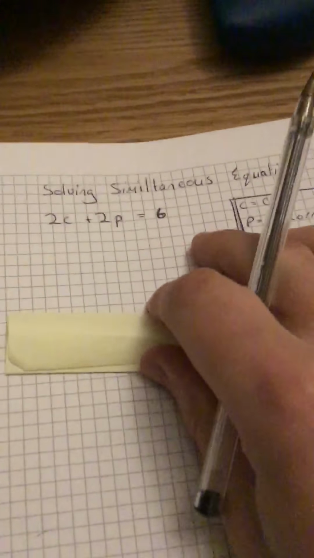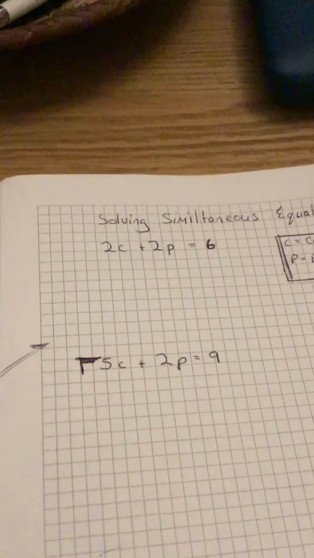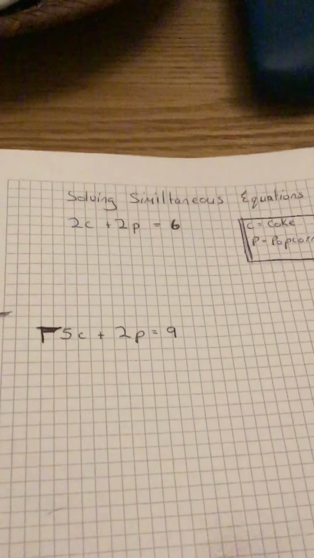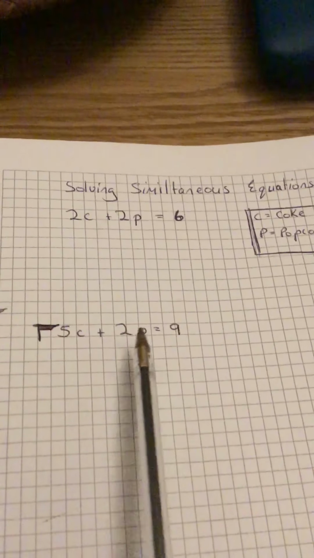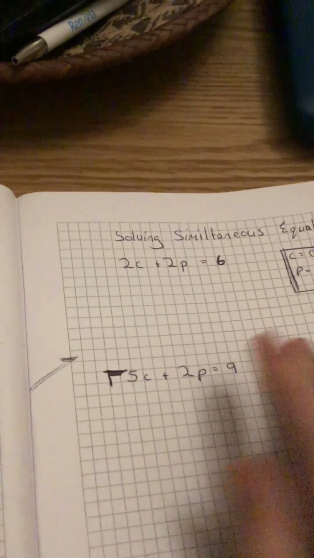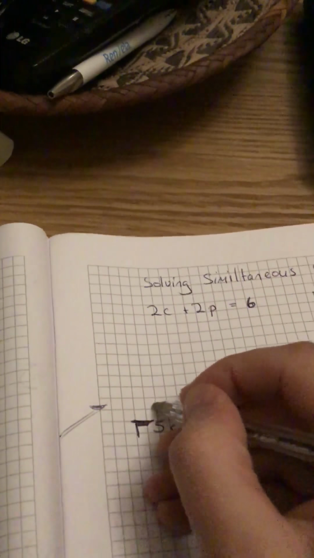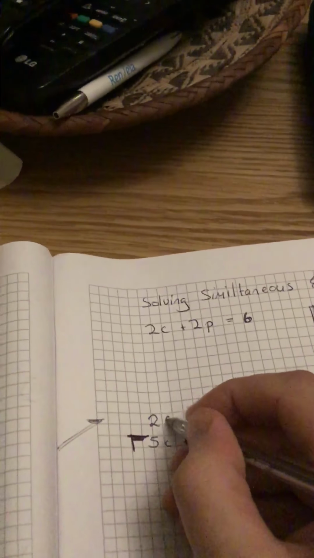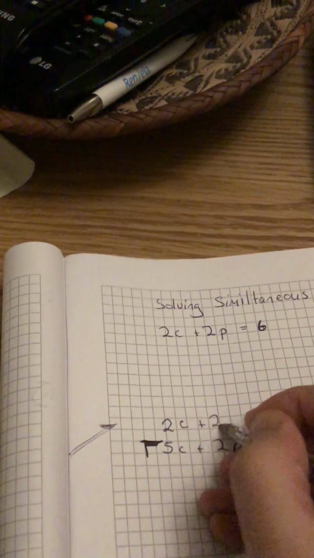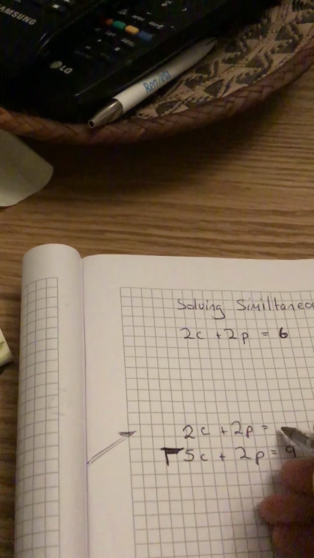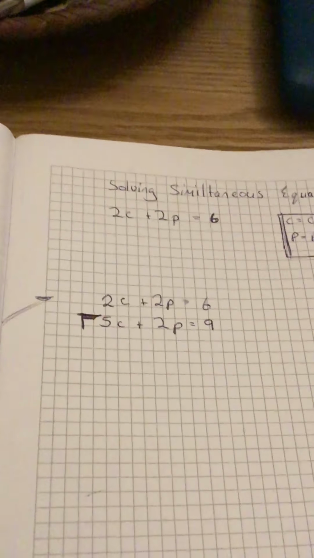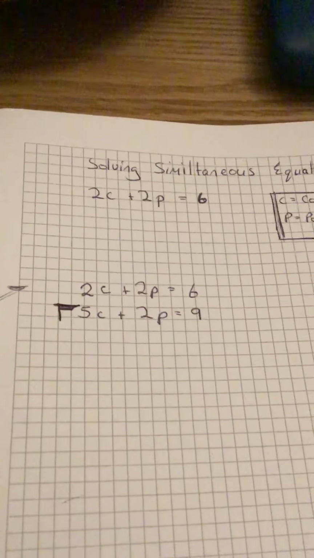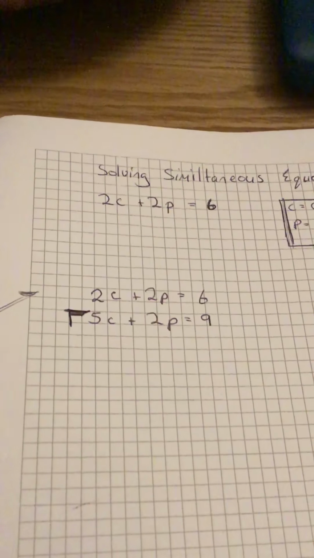Underneath, I have another equation for somebody else who went into the same cinema, and they bought 5 Cokes and 2 popcorns, and they paid €9. So we can write one equation on top of the other and try to see if there's any link between them. When I went in, I got 2 Cokes plus 2 popcorns, and that was equal to my €6. And I can compare the other one below. We can do anything with these two: we can add them together, we can take them away from each other.